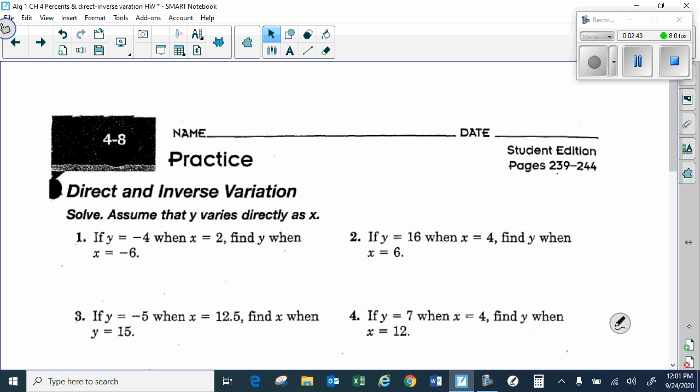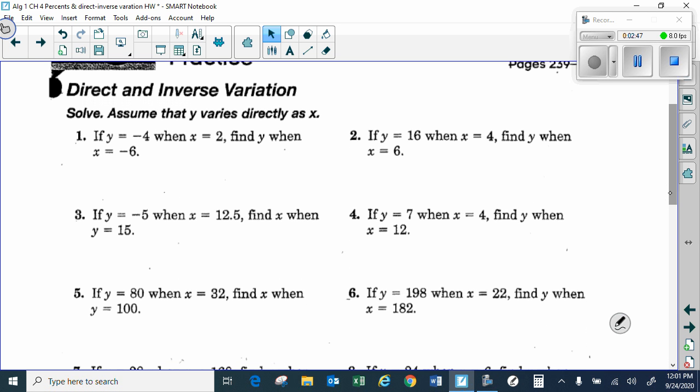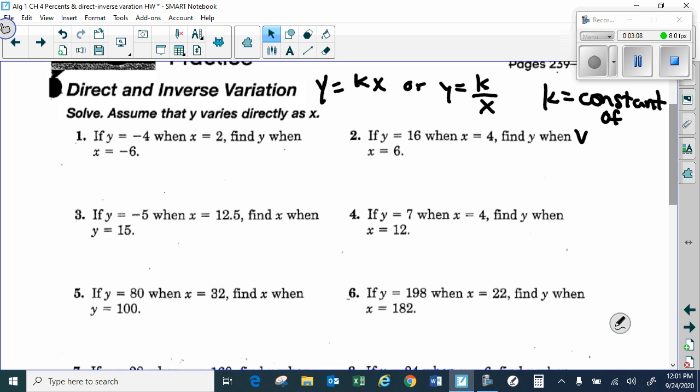All right, backside now. Direct and inverse variation. So y equals kx or y equals k over x. Remember k stands for the constant of variation. That's always going to be the first thing we solve for, the k, and then we'll plug that back into one of these two equations.